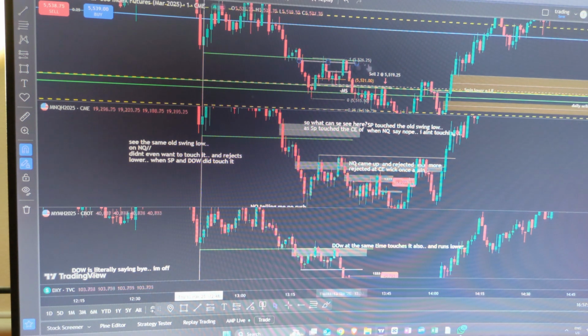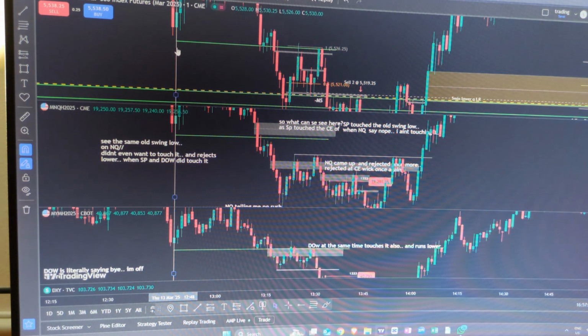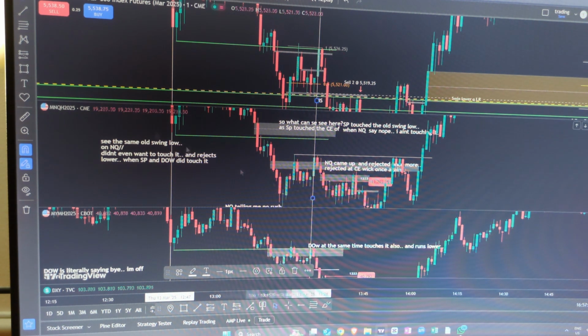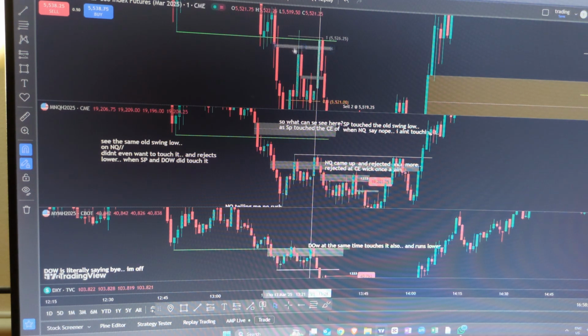So as you can see, S&P went to the old swing low. I just stick the low in. S&P resisted at the old swing low. Nasdaq didn't even, look at the time right here. I started trading at like 1:30, so you must look at the time here. At this time, S&P came back up, stopped at this volume balance.